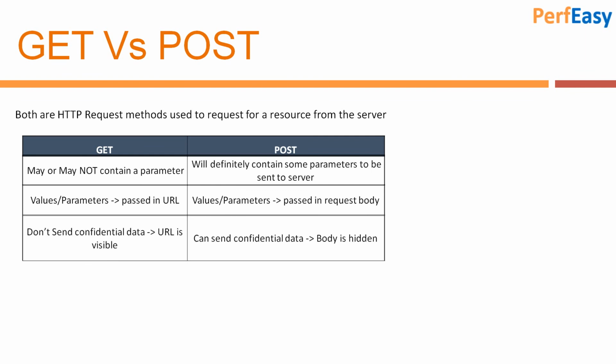So next is, for a get request, we should not be sending confidential data. Why? Because the URL is visible. For example, let's say I am trying to log into my application, so user ID and password. If this user ID and password is passed as a get request, it will be visible as part of the URL. So someone sitting or standing behind me can read and will know my password as well. So any confidential data should not be used in the get request.